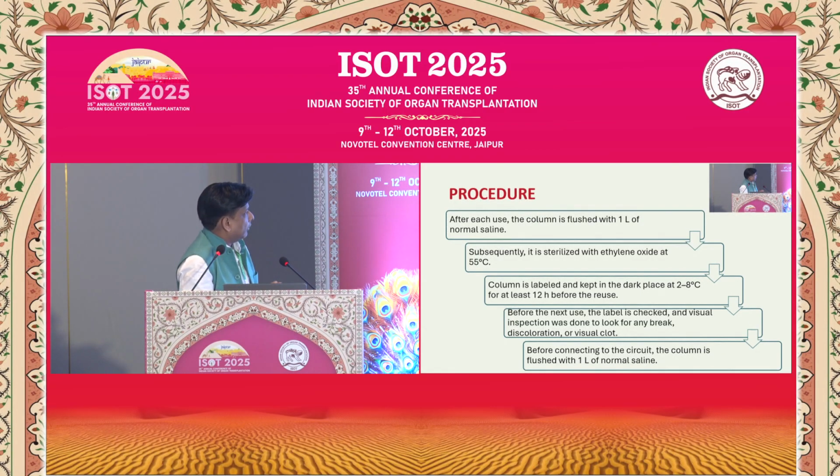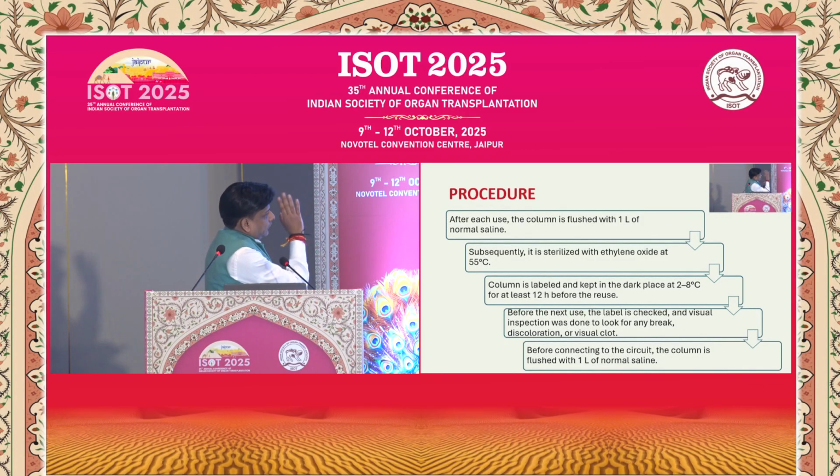After each use, the column is flushed with 1 liter of normal saline. Subsequently, it is sterilized with ethylene oxide at 55 degrees Celsius. The column is labeled and kept in a dark place at 2 to 8 degrees Celsius for at least 12 hours before the reuse. Before the next use, the label is checked and a visual inspection is done to look for any break, discoloration or visible clot. Before connecting to the circuit, the column is flushed with 1 liter of normal saline. This is the method we have adopted in our center for the reuse of the Glycosorb column.